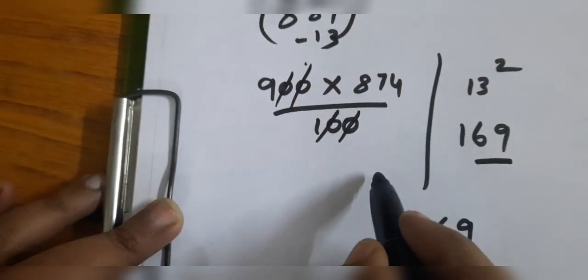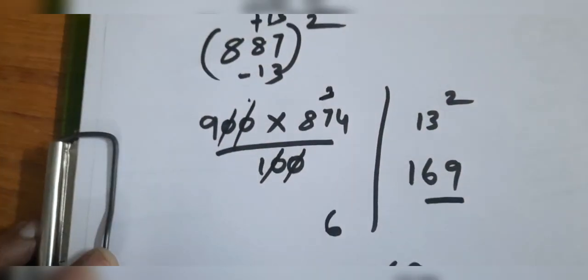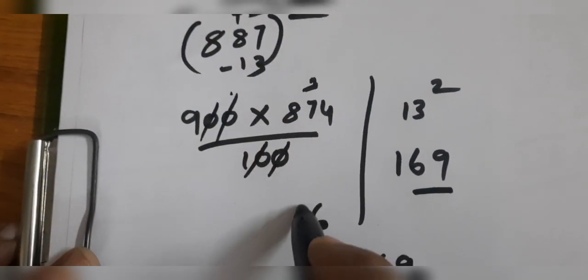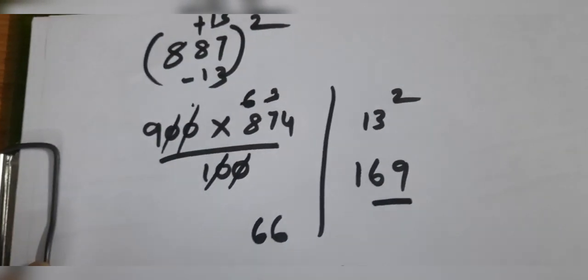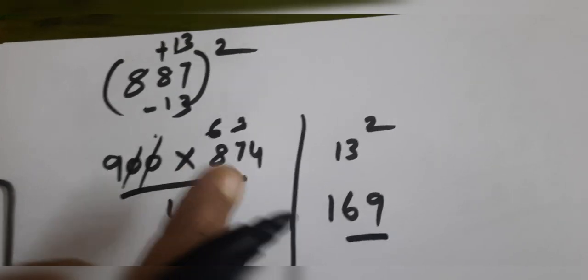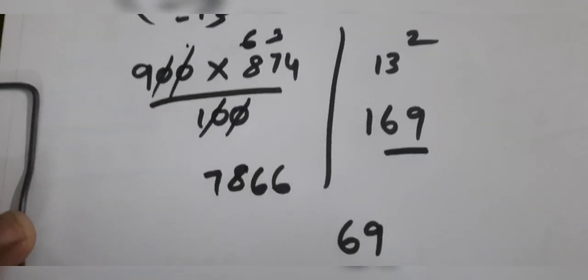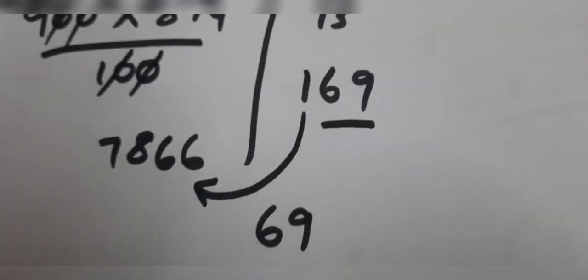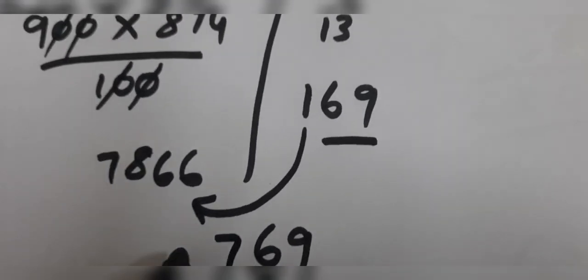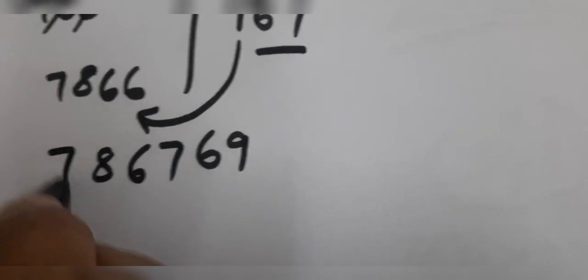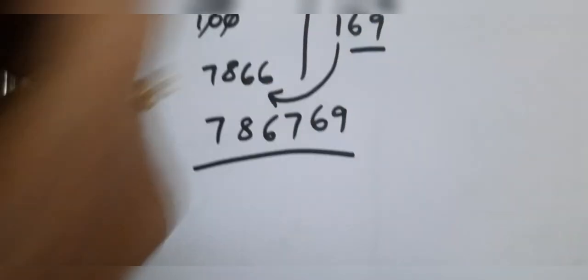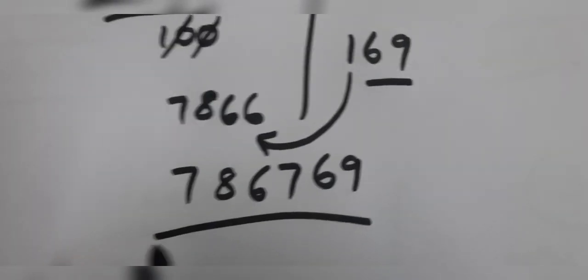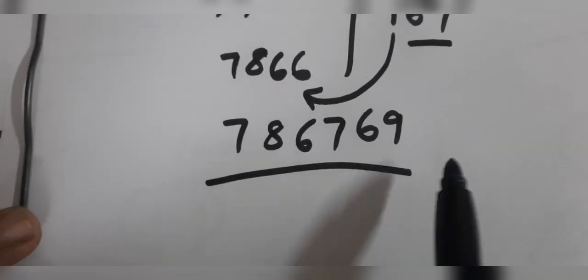9 4s are 36, 9 7s are 63, so it becomes 66. 9 8s are 72 and 6. So now what will be the third digit? The carry forward is there. So it will become 7 6. So what is 887 square? It is 786,769.